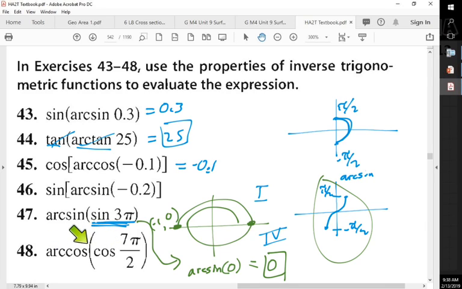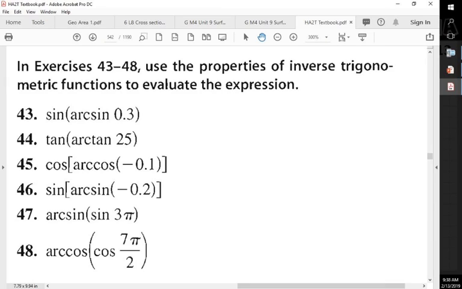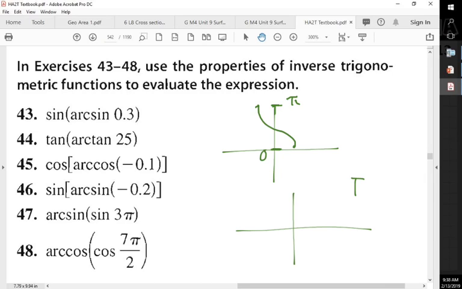You're going to have to think about the range for arc cosine. Now, arc cosine is a little different than arc sine. Arc cosine looks like this. The range goes from 0 to pi. These are your answers for arc cosine. So you're only looking at quadrant 1 and quadrant 2 for your angles, from 0 to pi. Those are the only answers for arc cosine.